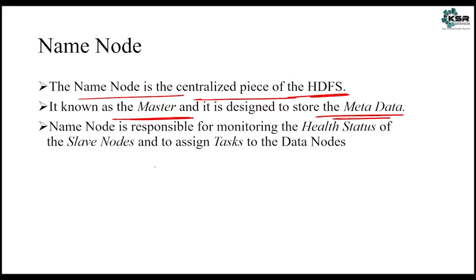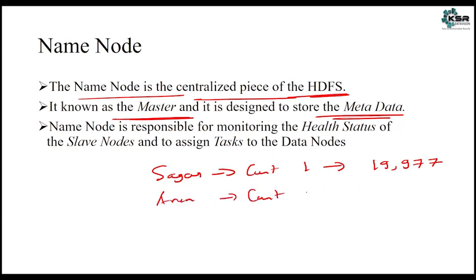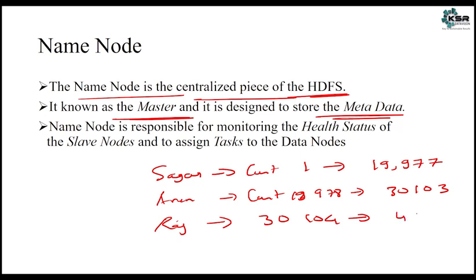For example, in Sagar's machine, I have stored the customer IDs from 1 to 19,977. In Arun's machine, I am storing the customer data from 19,978 to 30,103. And in Raj's machine, 30,104 to 45,157. So in total we have 45,157 customers, but I cannot store all the customers in one system. So I have split it. In Sagar's system we have this many customers, in Arun's this many, in Raj's this many. So this is called metadata.